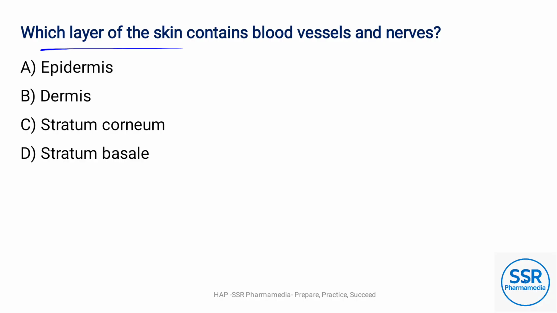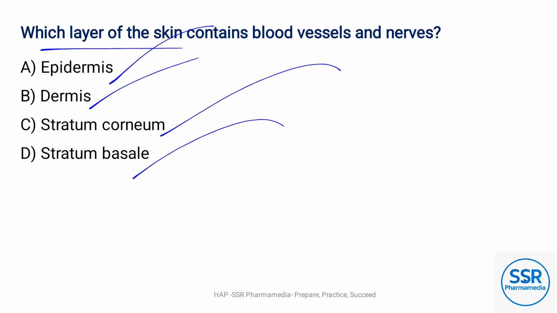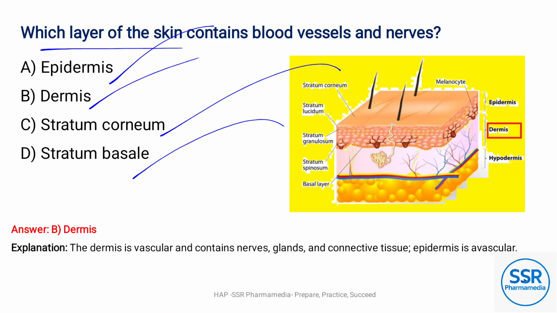Which layer of the skin contains blood vessels and nerve cells? Option A, epidermis. Option B, dermis. Option C, stratum corneum. Option D, stratum basale.